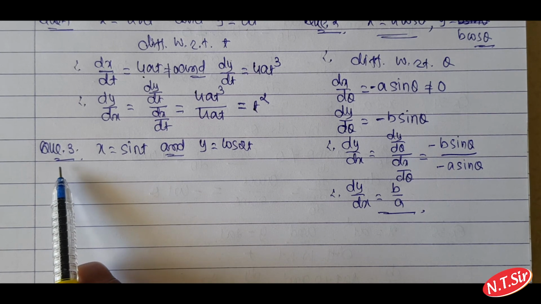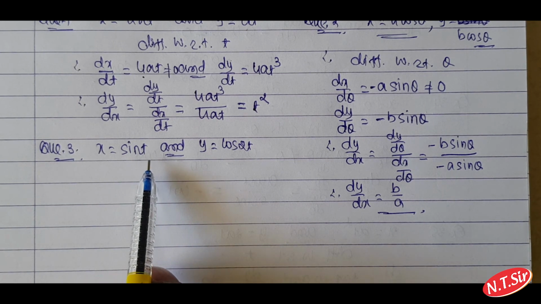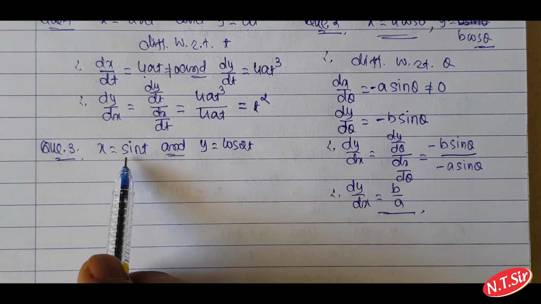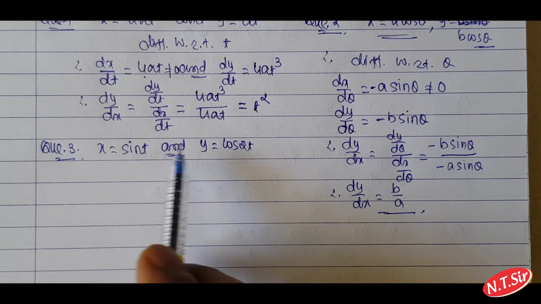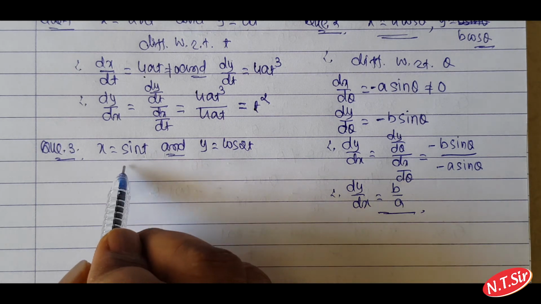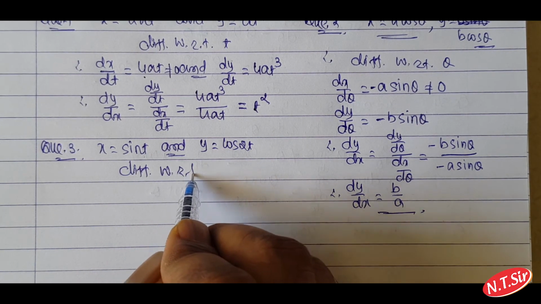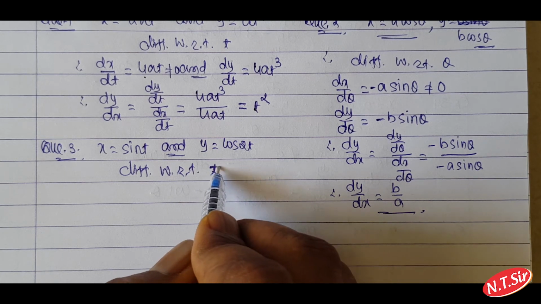Next question is question number 3. x is equal to sin t and y is equal to cos 2t. So both are parametric equations in t. So differentiating with respect to t.